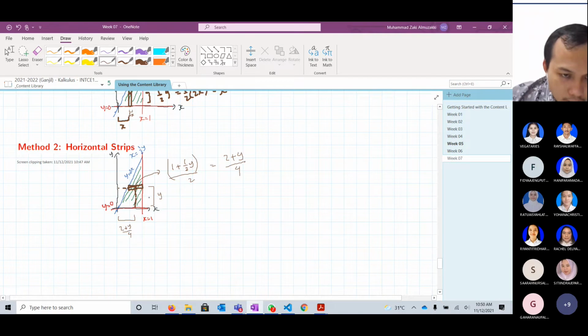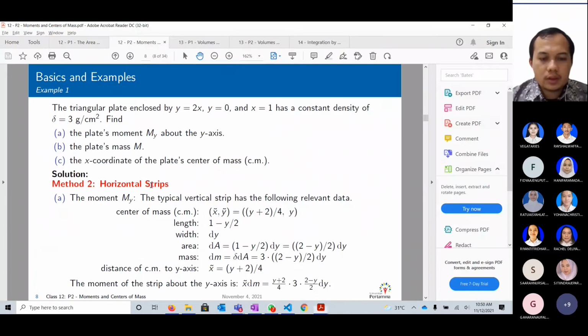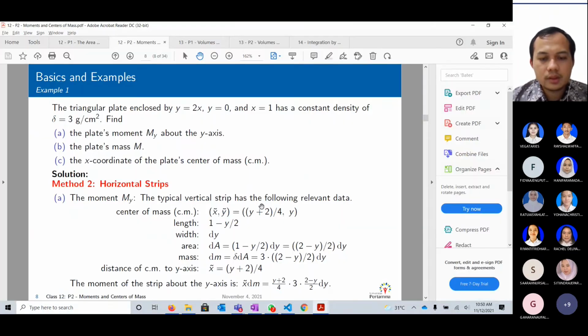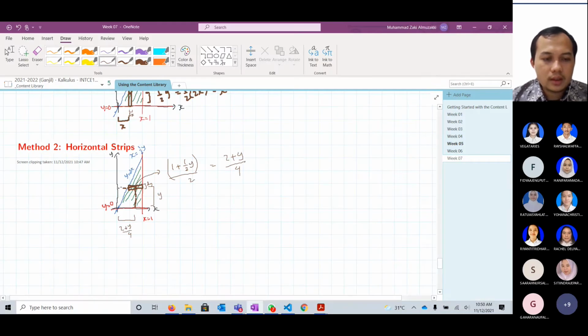And here we have this part is dy. Now, if we use the horizontal strip, this is wrong. I forgot, it should be horizontal strip. The center of mass is x tilde. X tilde is (2y minus 4 plus 2 plus y) over 4, and y tilde is y with the length of this guy.